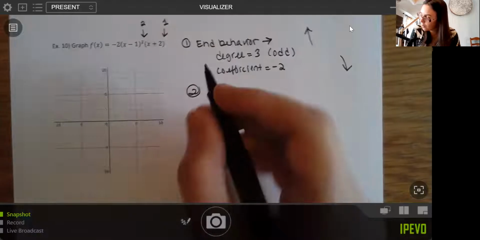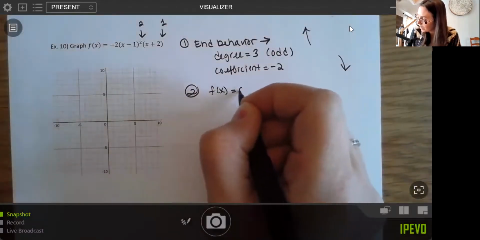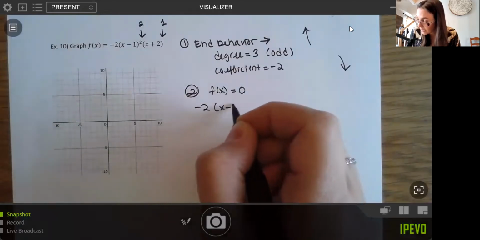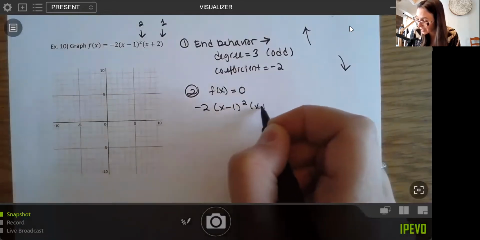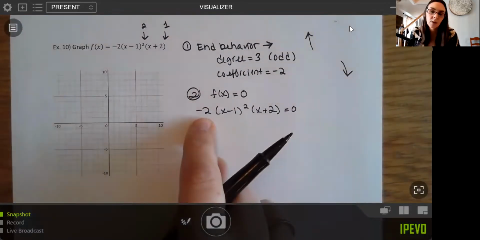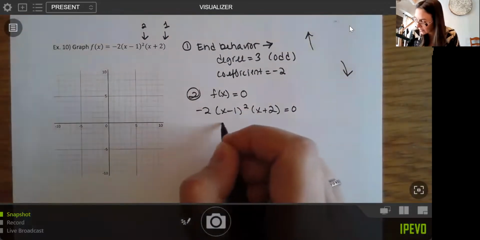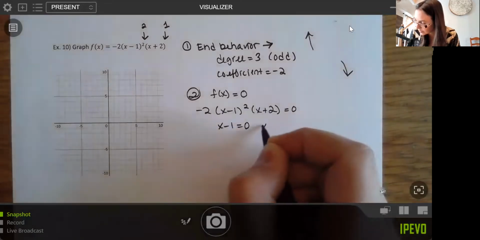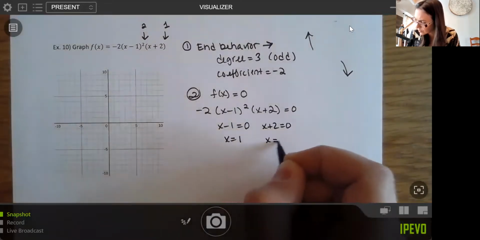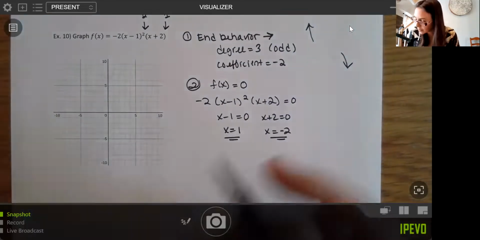Right, the next thing I'm going to look for are my x-intercepts. So I'm just following that chart on the page before. And I'm going to set this equal to 0 and solve. Now, the nice thing is when you're in factored form, it does make it easier to solve. I don't need to set the -2 equal to 0 because there's no variable there. If there was a variable, you would do that part too. I just have the x minus 1 and the x plus 2. So here I have x equals 1 and x equals -2. They're both real, so they are going to be x-intercepts.